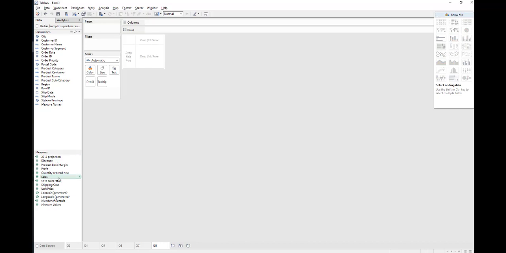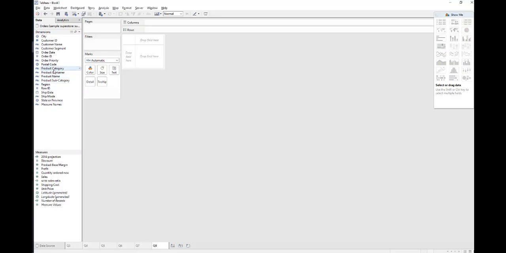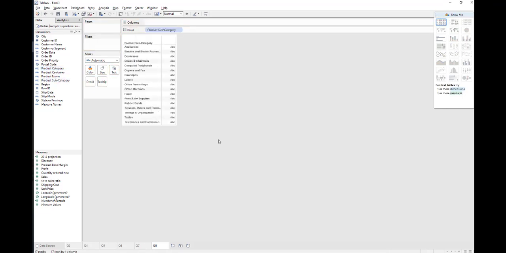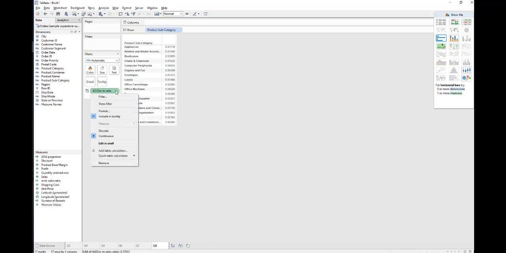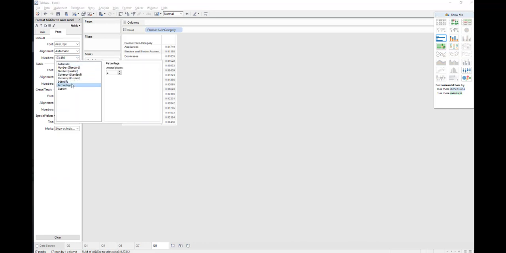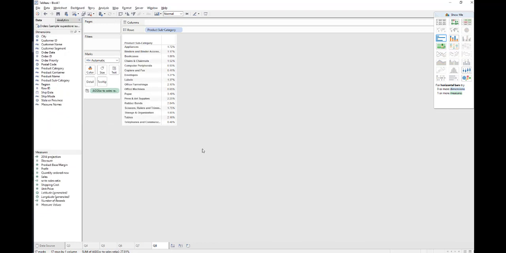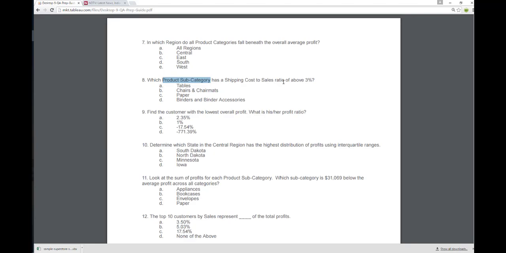Let's go back to the question and see what they are looking for. Product subcategory and shipping cost to sales ratio. Now let's pull up product subcategory right there, and shipping cost to sales ratio. But I want to format this so that I get the percentage. So I go to the format, in the numbers I'm looking at percentage, I want 2 decimals, and I'm clicking OK. I don't need that anymore. So they're asking for above 3%.